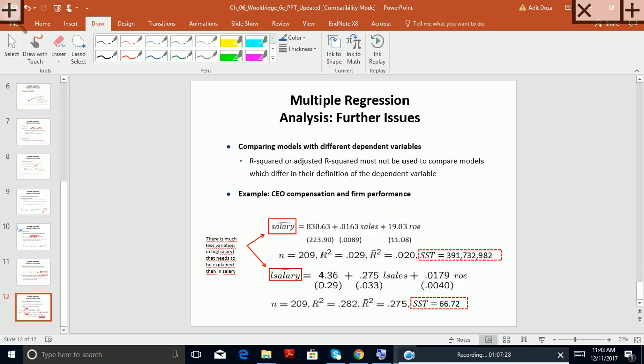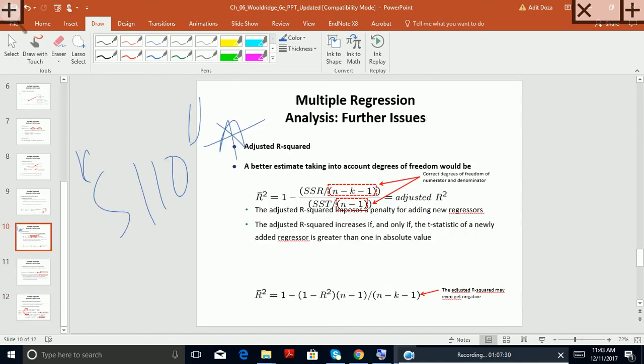Okay, so lecture 17, I recommend you guys to watch it. I will ask a question about adjusted R square. Just slide 10, chapter 6.